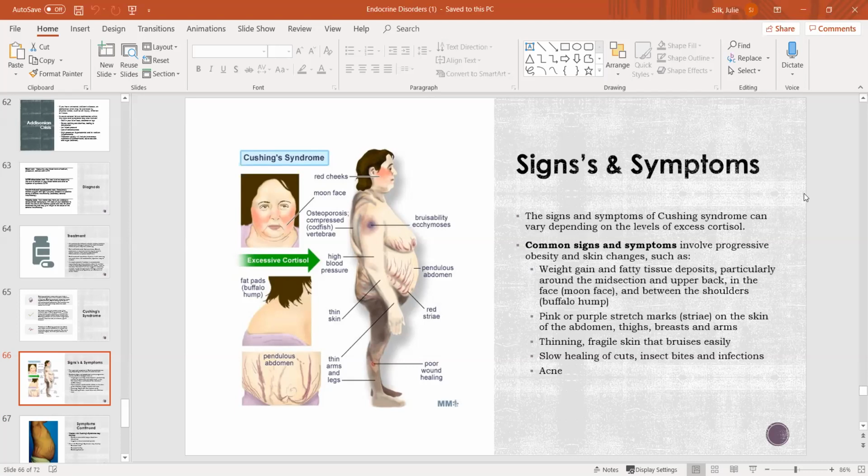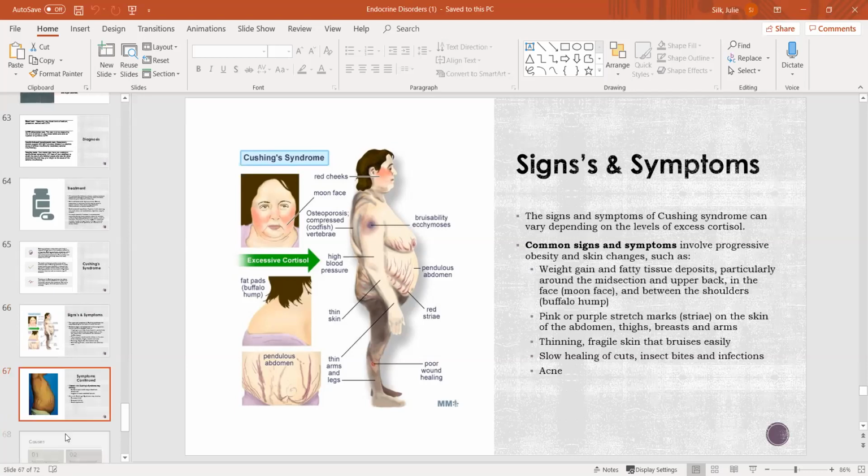What else? They also could have stretch marks on their skin from being big. They could have thinning, fragile skin that bruises easily. You could see slow healing of cuts or sores. They may have lots of acne or have a flushing to their cheeks.